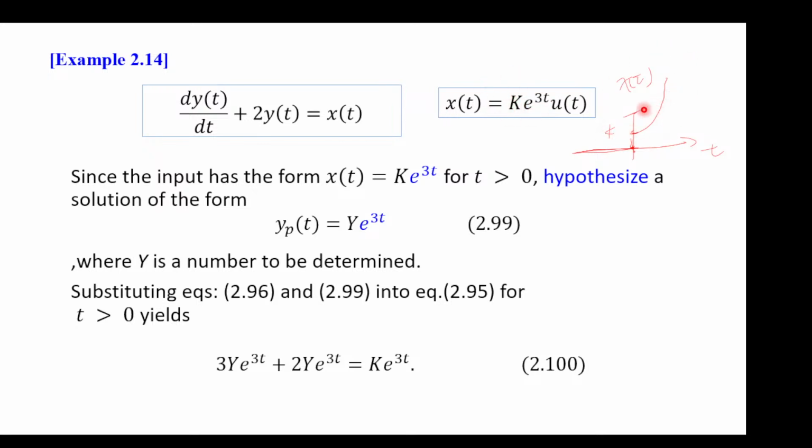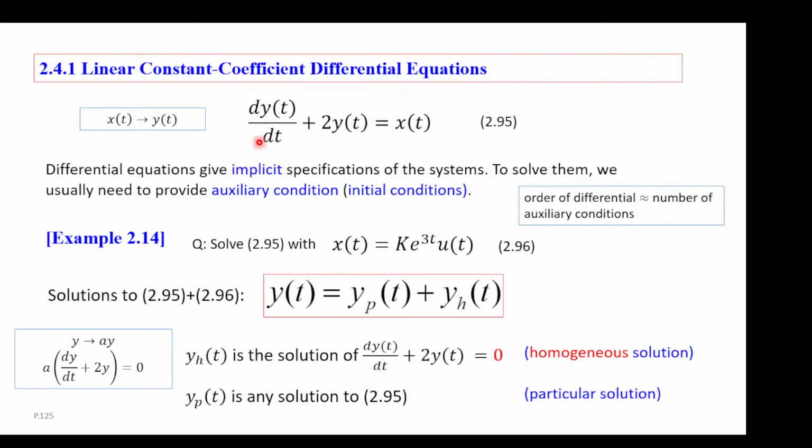So we have this exponentially growing x(t), and we put it into this differential equation, dy/dt plus 2y(t) equals x(t), and we want to see what kind of y(t) will satisfy this equation.